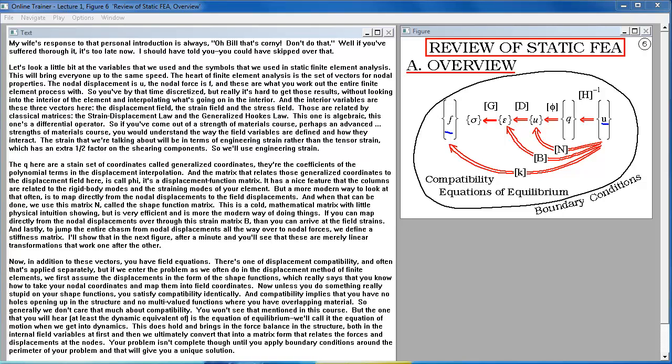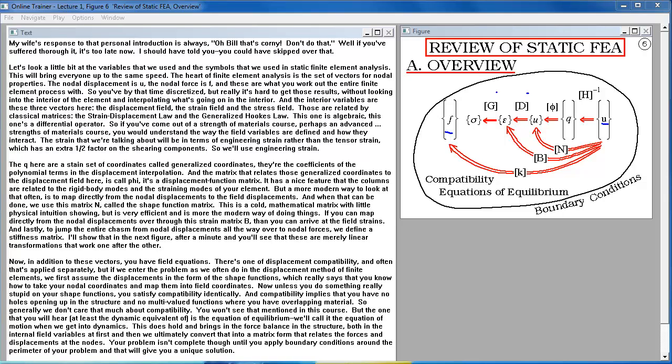But really, it's hard to get those results without looking into the interior of the element and interpolating what's going on in the interior. And the interior variables are these 3 vectors here: the displacement field, the strain field, and the stress field. Those are related by classical matrices, the strain displacement law and the generalized Hooke's law. This one is algebraic. This one's a differential operator. So if you've come out of a strength of materials course, perhaps an advanced strength of materials course, you would understand the way the field variables are defined and how they interact.